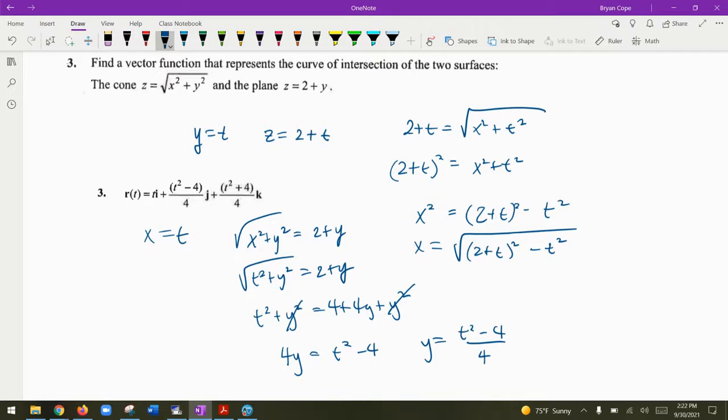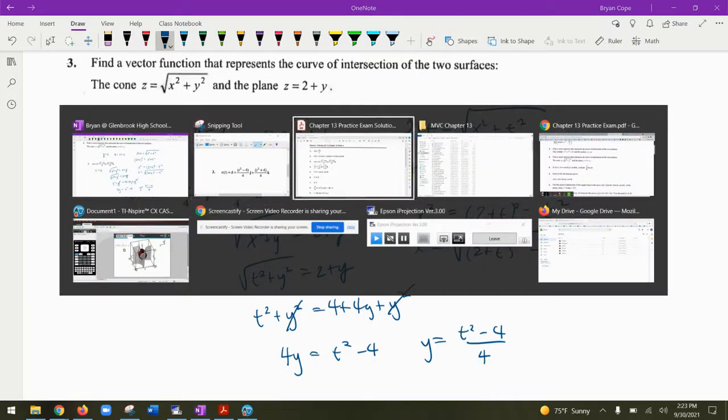I'm curious if visually they both work. If we parameterize with this, we should get the same curve as if we parameterize with this. Let's try it. I'll just do them both up here. Never mind. Let's use CalcPlot 3D.